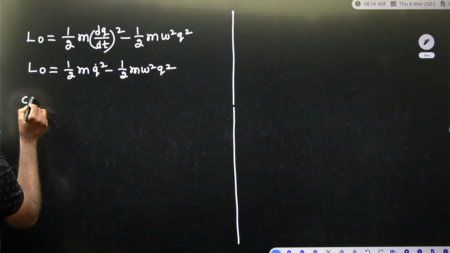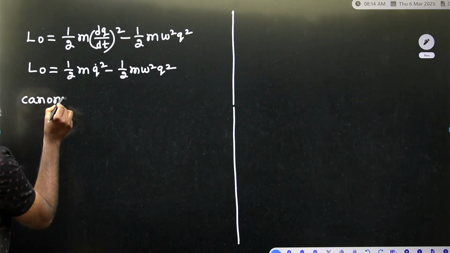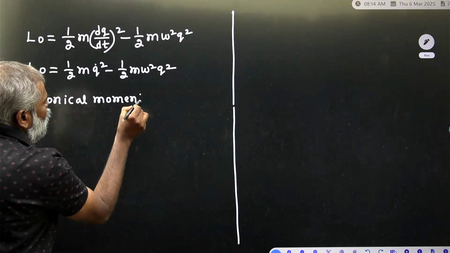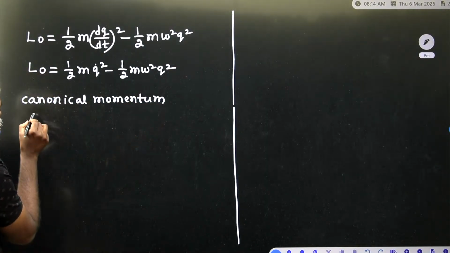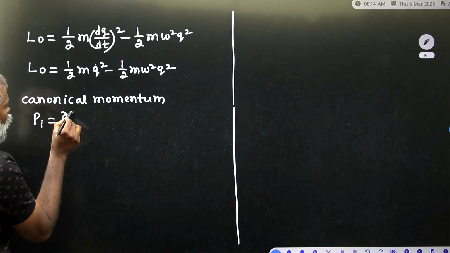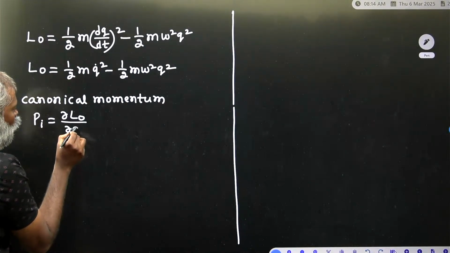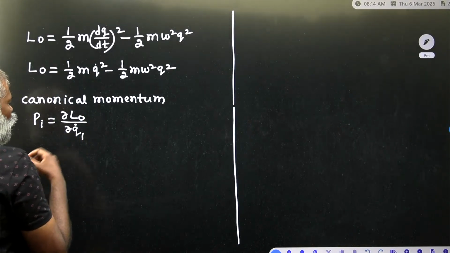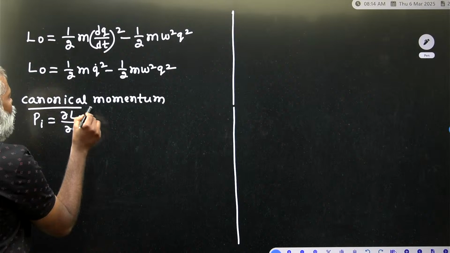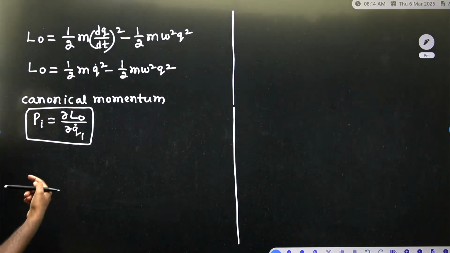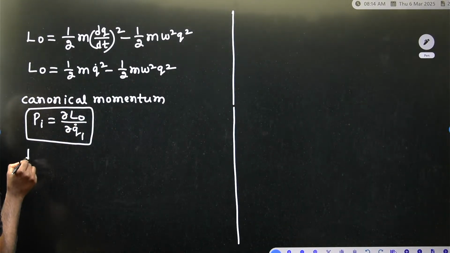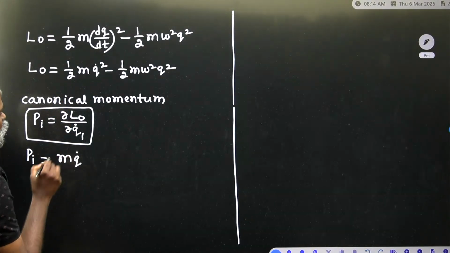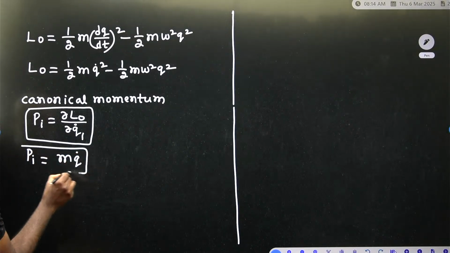Now you are able to find the canonical momentum. How do we find the canonical momentum? The canonical momentum pi is equal to, what is our formula? Dou L0 by dou qi dot. This is the canonical momentum. Since they are giving L0, that's why I write it as L0. So the canonical momentum is equal to m q dot. This is the canonical momentum for the first one.